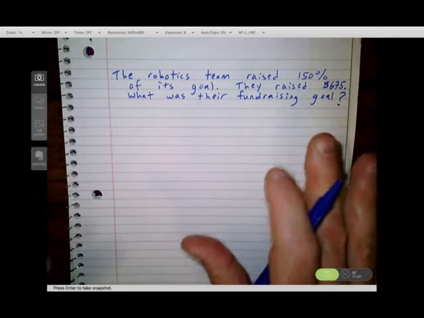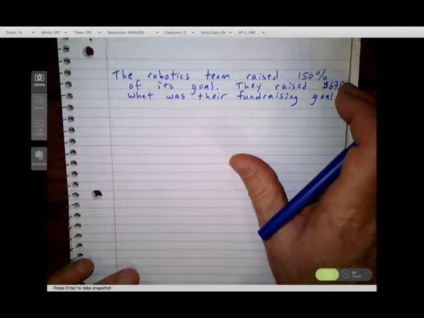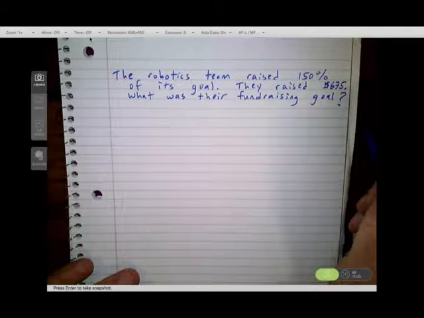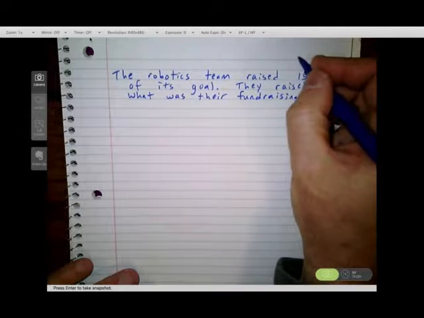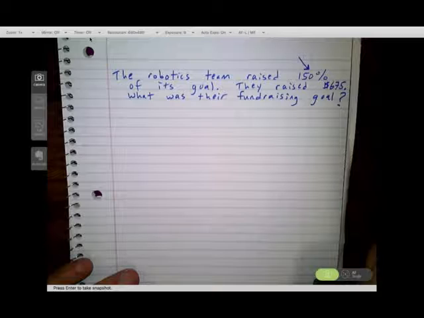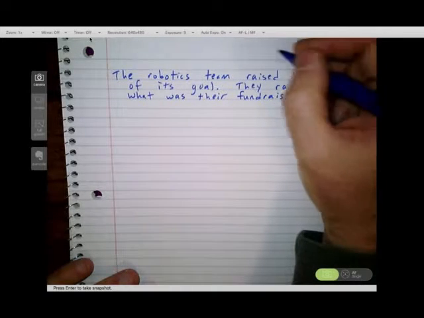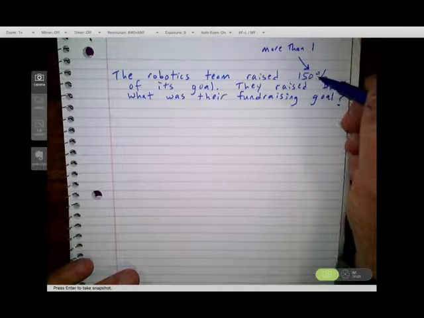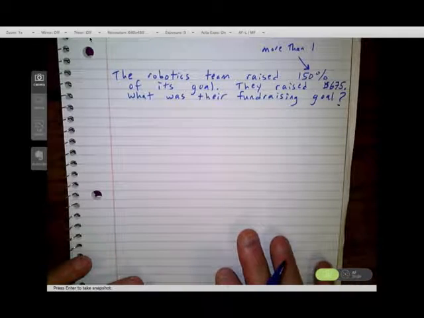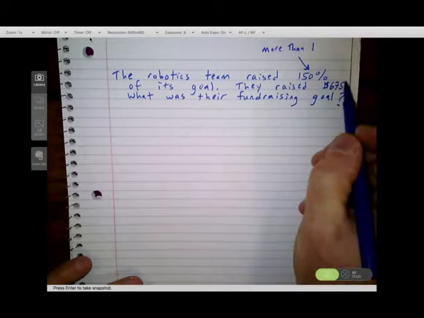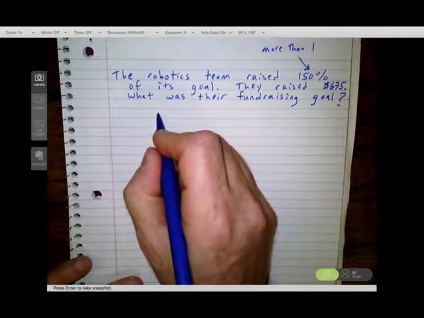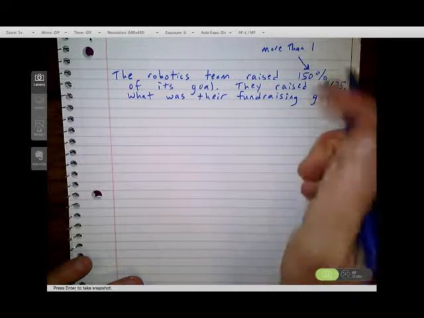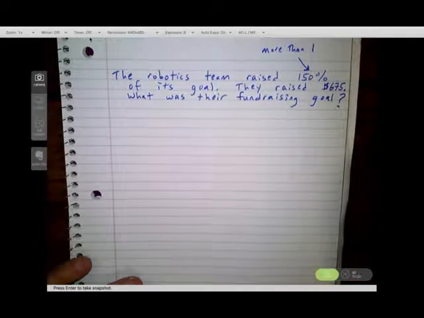Well, it's a little tricky here. So is 675 the part or the whole? We know the percent. The percent is 150. So if you think about 150%, that's more than 100%. That's more than 1. So if they raised 150%, they raised more than their original goal. So even though $675 is going to be bigger than the whole thing, or the of part of the equation, that's okay, and that's because we have 150%.